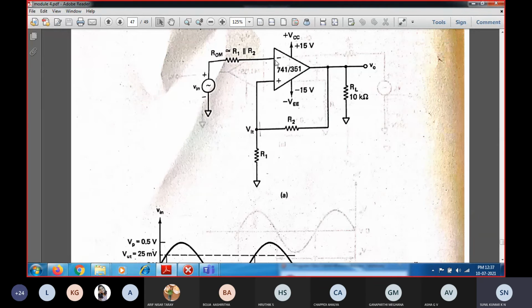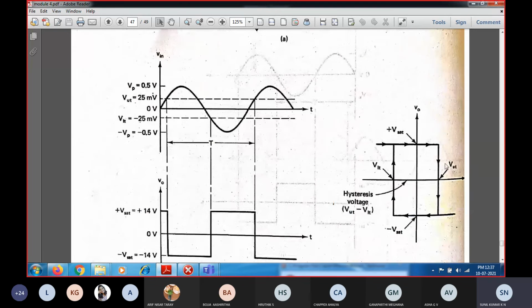Whenever you are not applying any input voltage, or whenever the input voltage is equal to 0, the output will be saturated in the positive direction because of the positive feedback which you have employed. So you can see the output is in positive saturation. This is plus V sat. As you increase the input voltage, the output will stay in positive saturation itself.